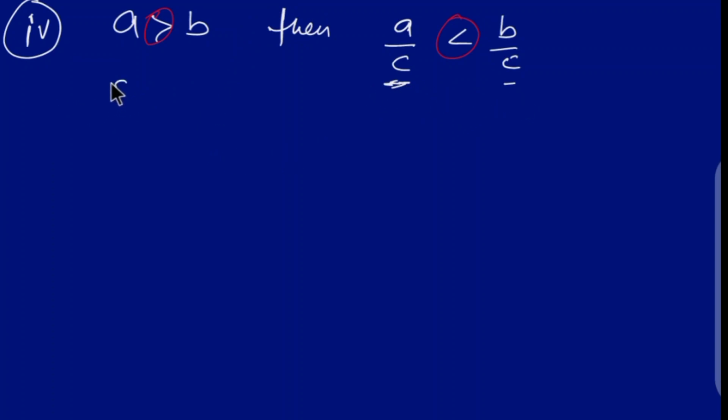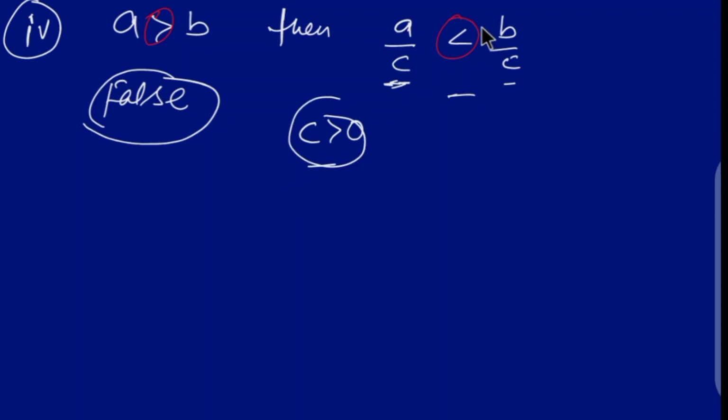If c is negative, then it's okay, the sign will change and the answer will be true. But if c is positive, then by dividing by a positive number the sign of inequality is not going to change. So whether c is positive or negative, we don't know about this. So this is a false statement.